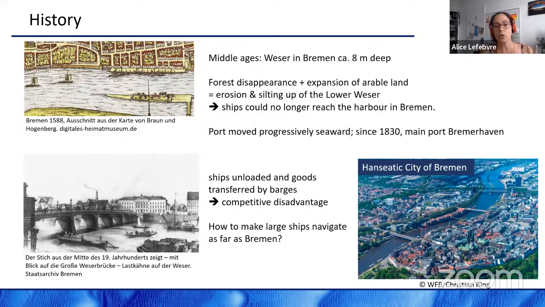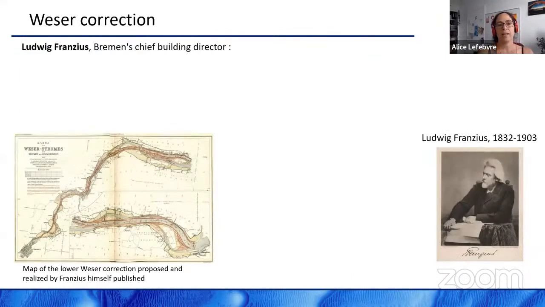So they thought, okay, how can we make large ships actually navigate the Weser all the way down to Bremen? And that's where that guy, Ludwig Franzius, you can see him here, got an idea. He was Bremen's shipbuilding director. And he had the idea of what's called the Weser correction.